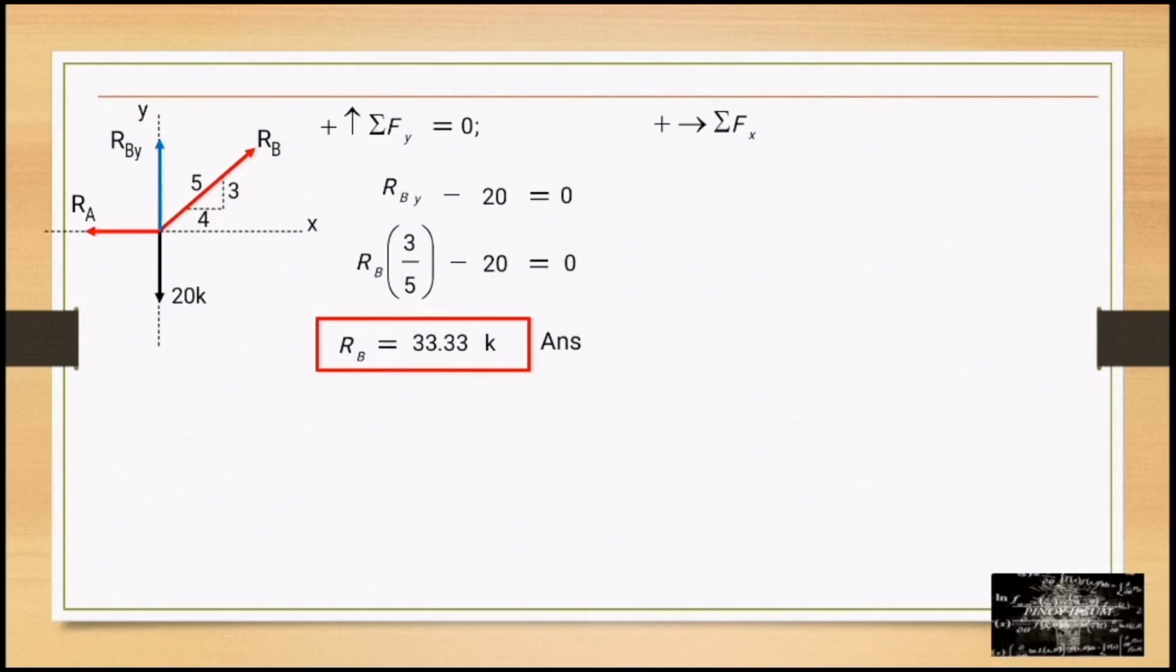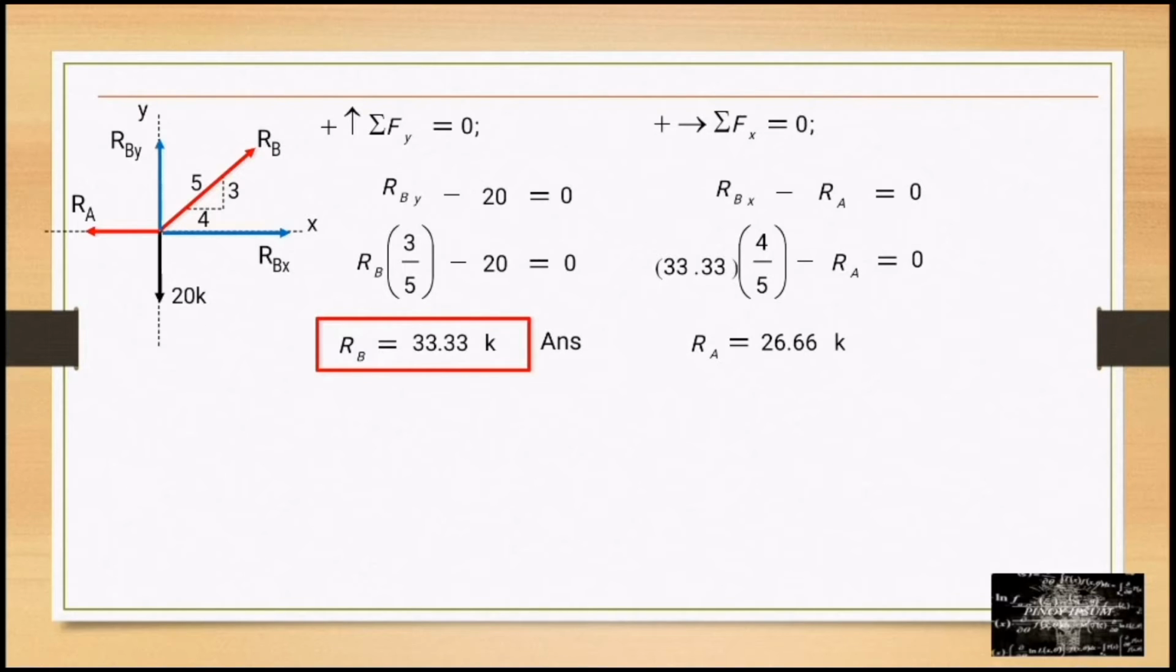So para naman sa RA, summation of forces along X is equal to 0. So we have RBX, component ng RB along X, minus RA is equal to 0. So 33.33 multiplied by 4 over 5 minus RA is equal to 0. So RA is equal to 26.66 kips. Okay.